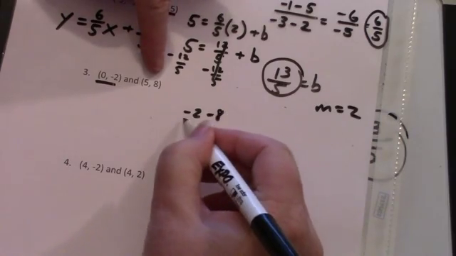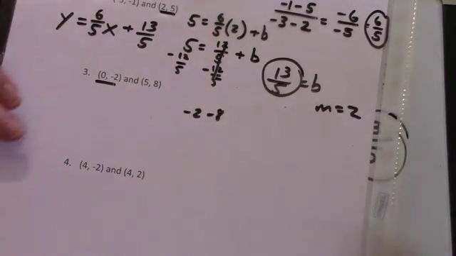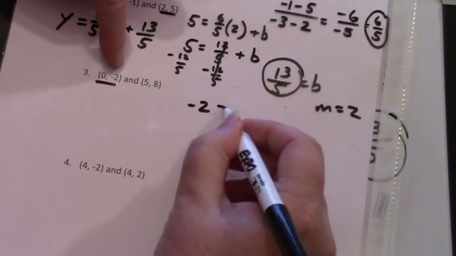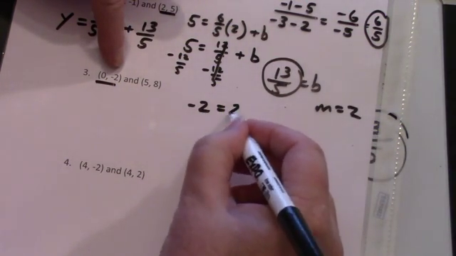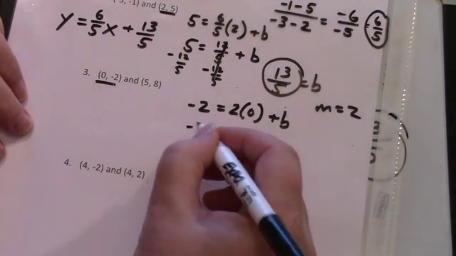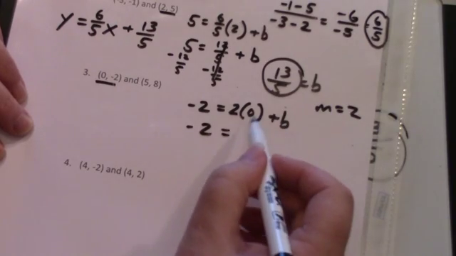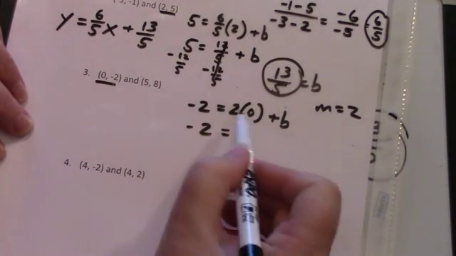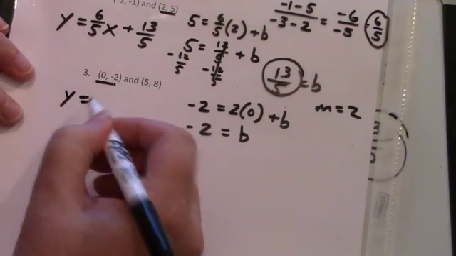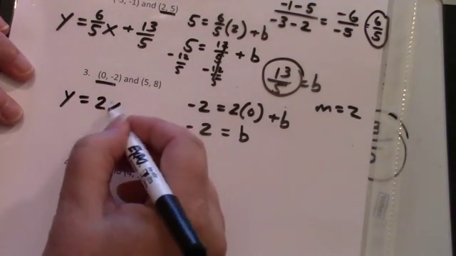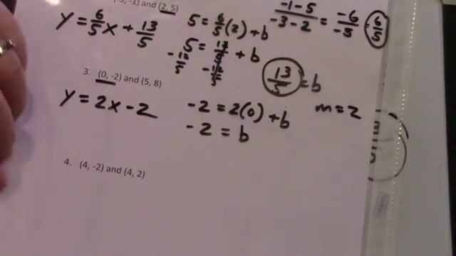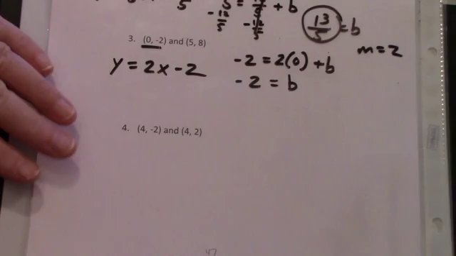Wait a minute, what did I do? I already found that. Y is -2 equals m, which is 2, times x, which is 0, plus b. -2 equals b, because 2 times 0 is 0. So there we go. Now we have both elements. So y equals, our slope is 2, x minus 2. Okay, let's take a look at the last example.